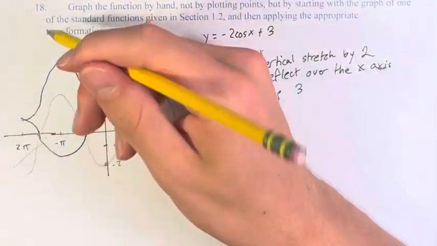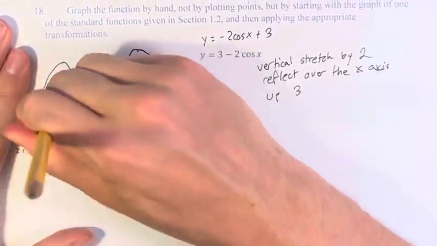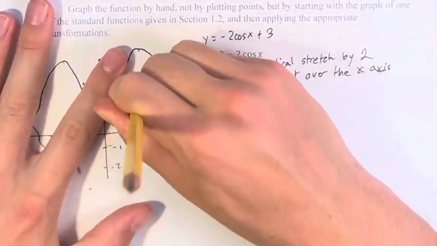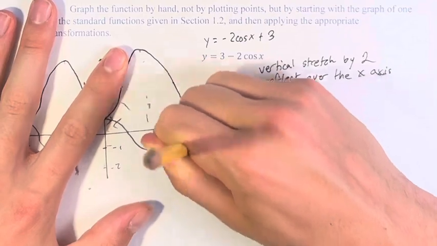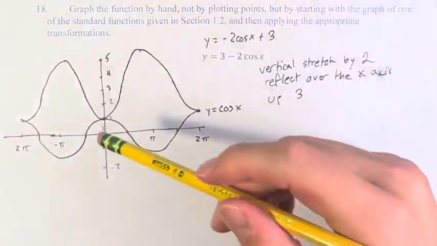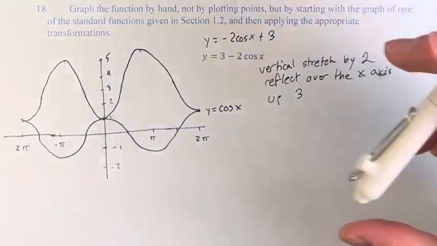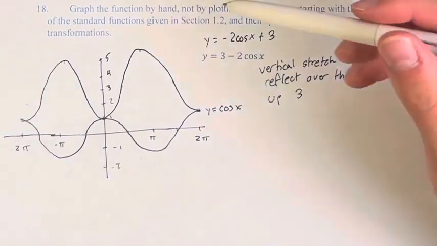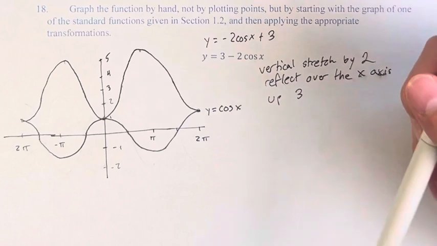And now we can once again erase the intermediate step. And now we're only left with the original function, which is cosine of x, and this new function, which we've done 3 transformations to. We have vertically stretched by 2, reflected over the x-axis, and gone up 3 units to give us y is equal to 3 minus 2 cosine of x.